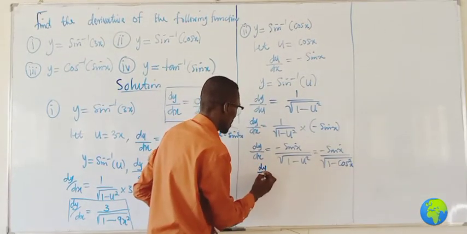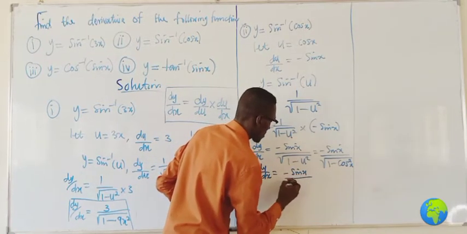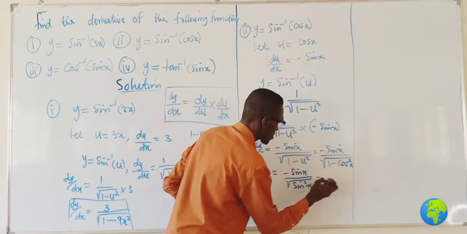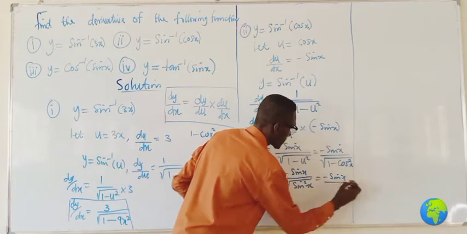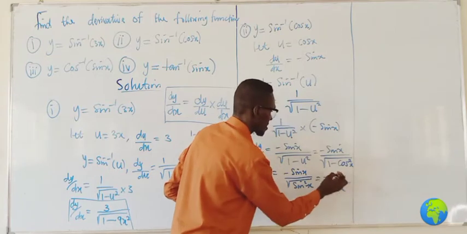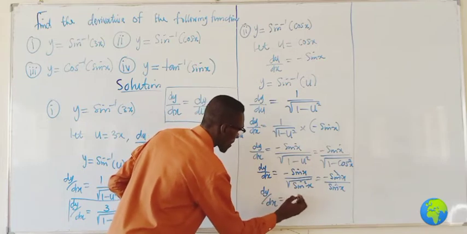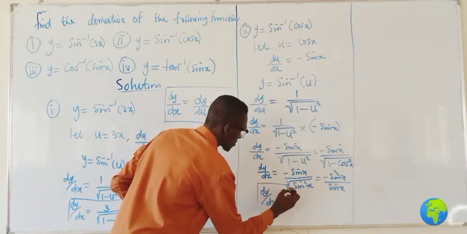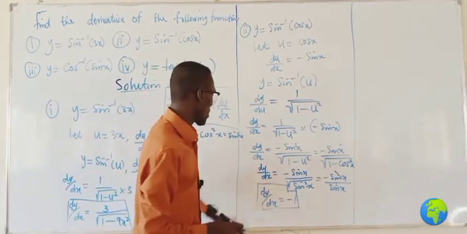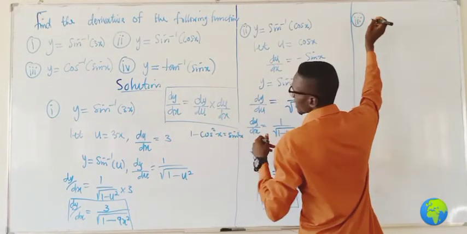So we have dy/dx is going to be negative sine x over the square root of, instead of this, I'm putting sine square x, which equals minus sine x over, what's the square root of sine square x? That is sine x. Sine x cancels sine x, so that our dy/dx is going to be minus 1. Wow, what an excellent result. Our result this time around is minus 1. So going to the third example, I'm running out of space.